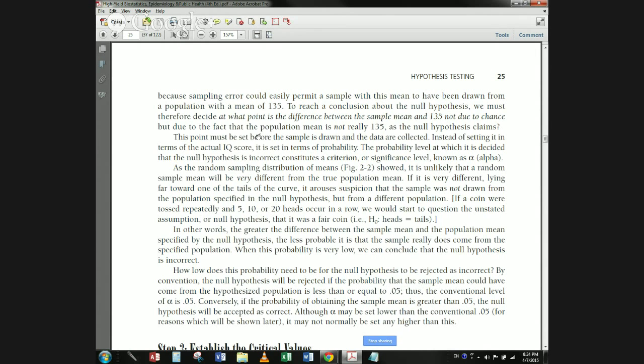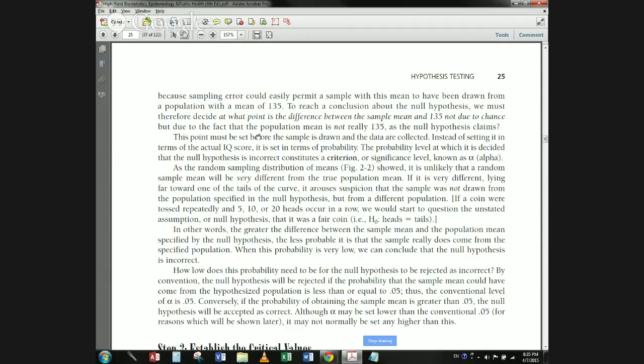because sampling error would easily permit a sample with this mean to have been drawn from a population with a mean of 135. To reach a conclusion about the null hypothesis, we must therefore decide at what point the difference between a sample mean and 135 is not due to chance, but due to the fact that the population mean is not really 135 as the null hypothesis claims. This point must be set before the sample is drawn and the data are collected. Instead of setting it in terms of the actual IQ score, it is set in terms of probability.